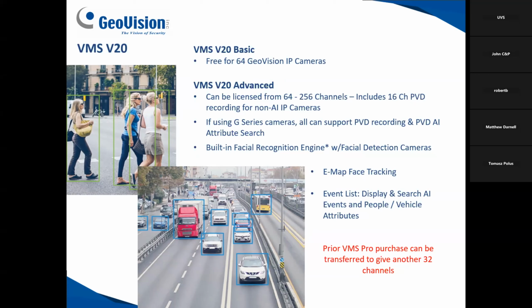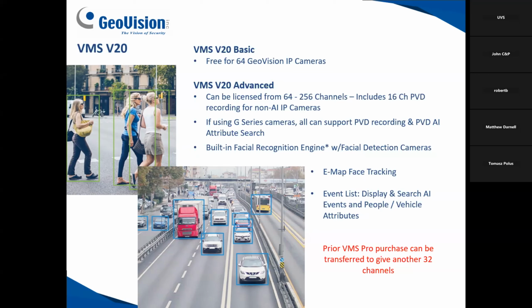Next up, facial recognition. So the VMS V20 Advanced has a built-in facial recognition engine. What that allows you to do is, if you have any GeoVision camera that has the facial detection analytic built into it, the software will then give it facial recognition capabilities. So as long as you have a GeoVision camera that has the face detection analytic on the camera side, you add it into V20 Advanced and it will turn it into facial recognition. And I'll show some things that you can do along with that. One of those being EMAP face tracking.